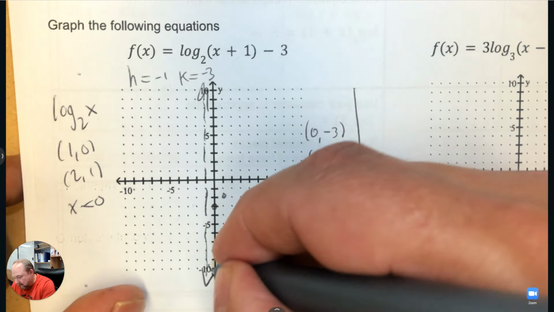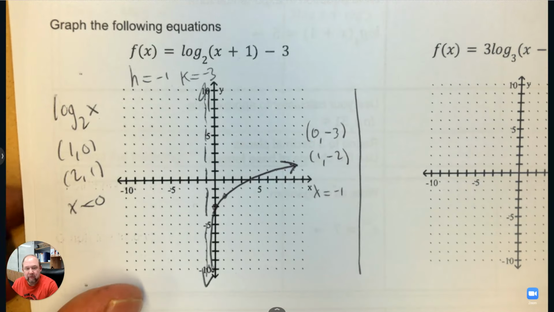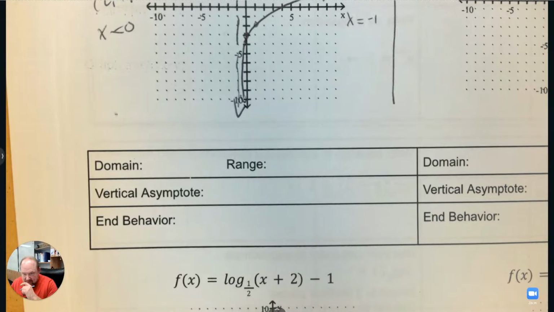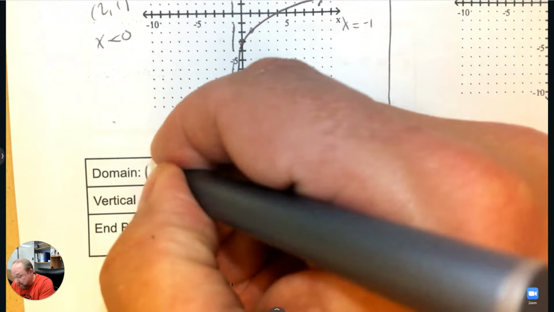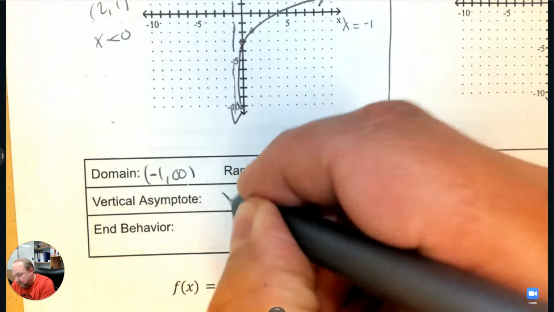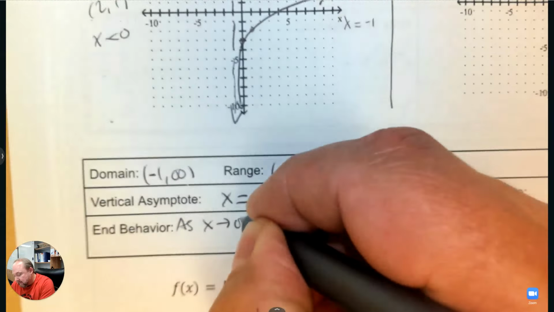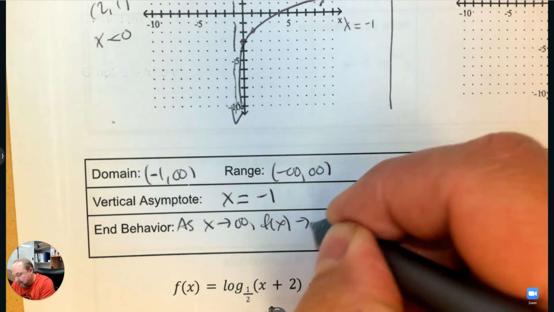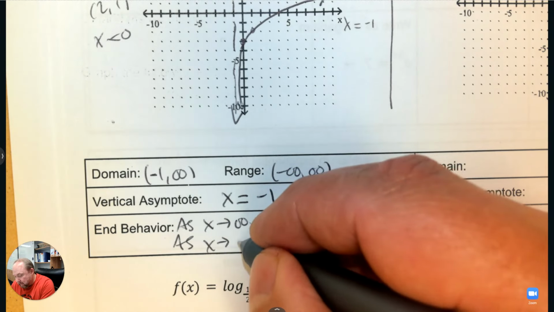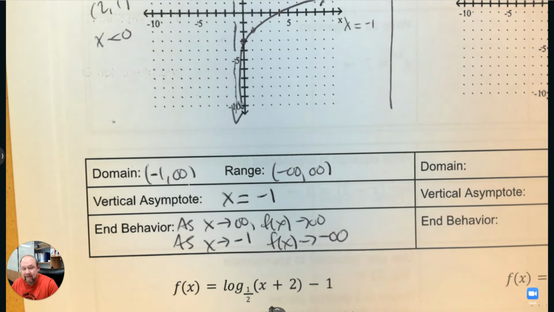And then we're going to follow the asymptote, curve through the 2 points, and we have our logarithmic curve. Underneath here, domain, range, and then behavior. The domain goes from the asymptote to infinity. The range are all numbers. We just said the vertical asymptote is x equals negative 1. And the end behavior, the right end goes up. And the left is the asymptote. And then when the graph is at the asymptote, the function goes to negative infinity.